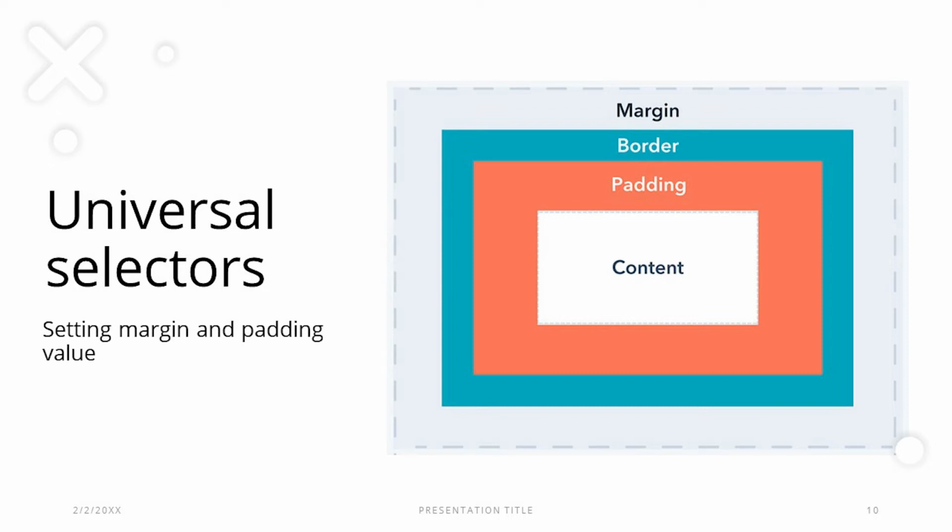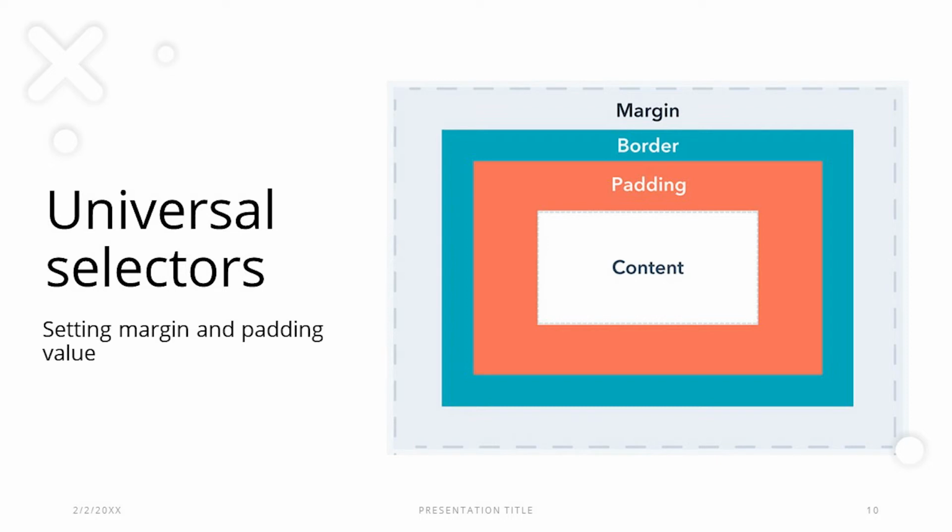We will be using the star symbol as the Universal Selector. When we select the star symbol, that means that you are selecting every element. Open and close the curly braces. We want to set a value of 0 to the margin and padding of the page.